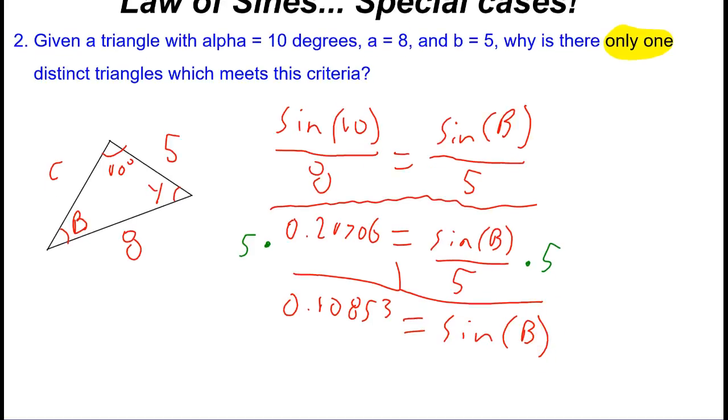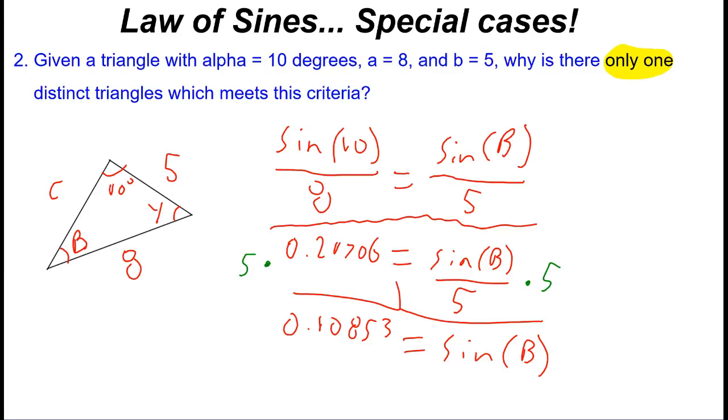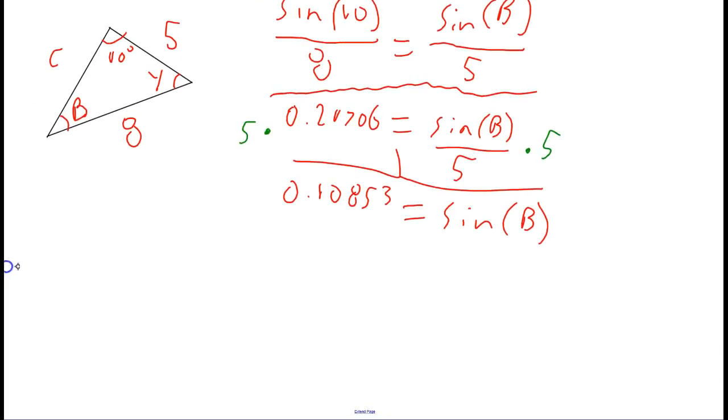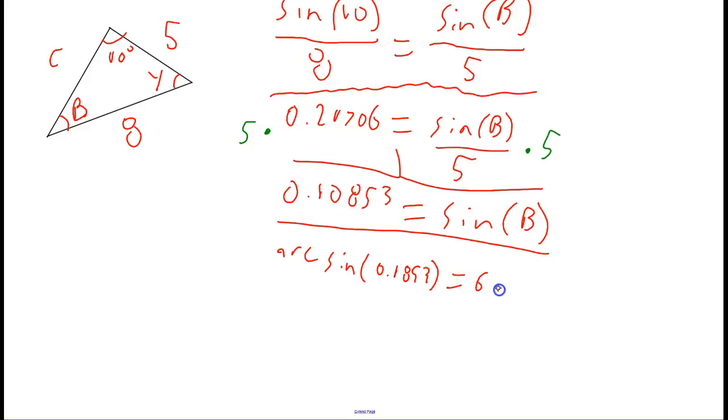Do the same thing we did last time. We got to undo that sine. So we're going to do, why does it keep jumping on me? Going to undo that with inverse sine or arc sine. Arc sine is going to end up equal. Again, when you type that into your calculator, you're going to get about 6.23. So we can say angle beta equals 6.23 degrees. Beautiful. So we can go back, plug that guy in.